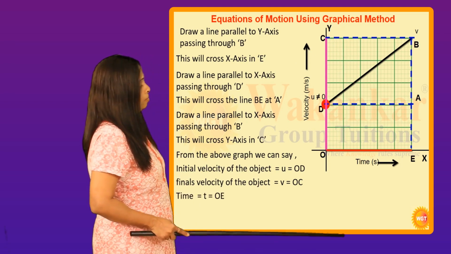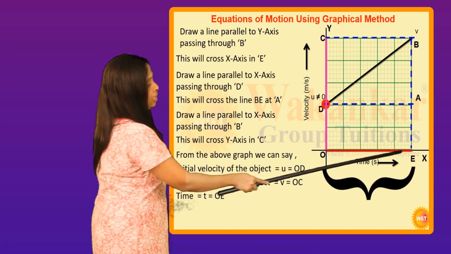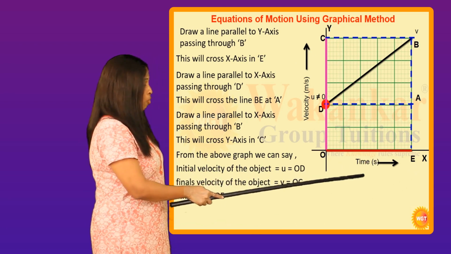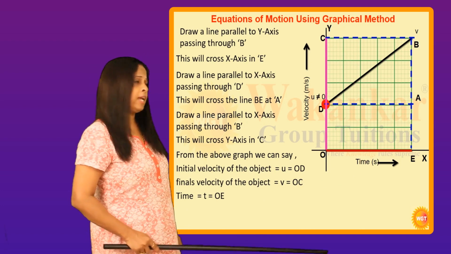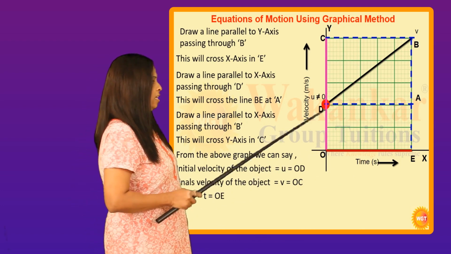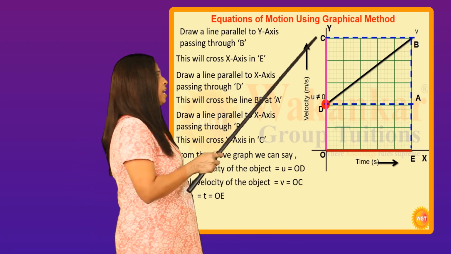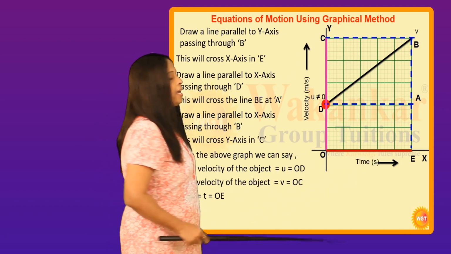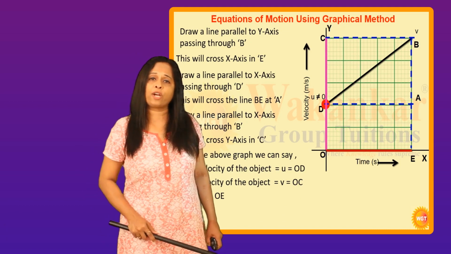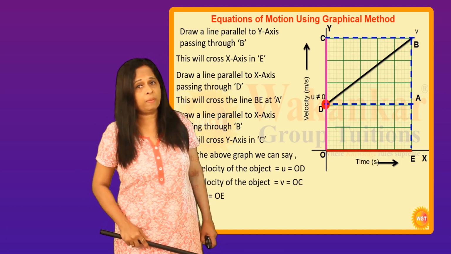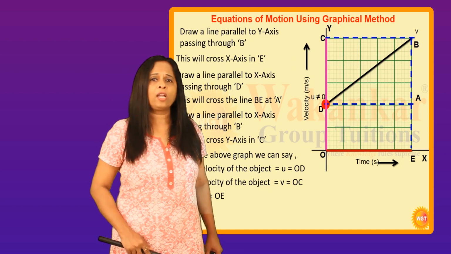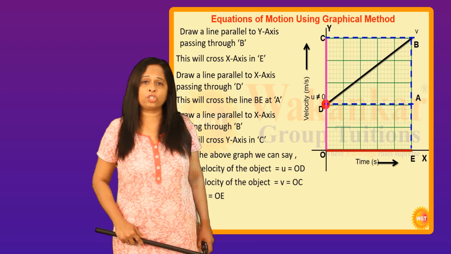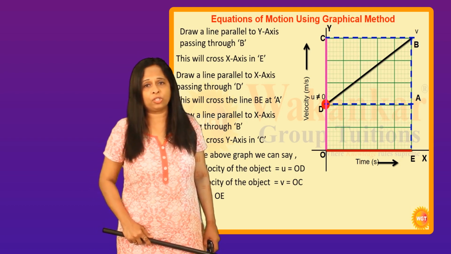Then OE is time t. So from this construction, we infer that OD is initial velocity, OC is final velocity v, and OE is time t required for the change. Please keep these things in mind so that we can proceed further by using equation of acceleration.